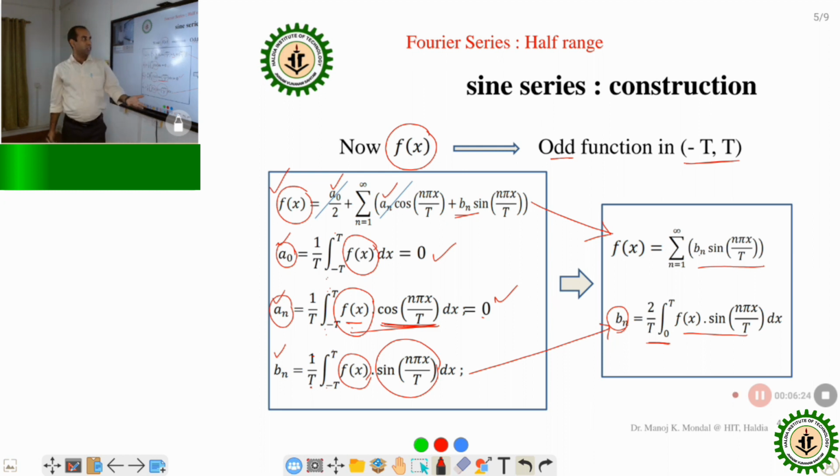So we can easily construct the Fourier sine series of a function, where this will be the formula for f of x and this will be the value of the coefficient bn. So if we put this coefficient here, we can easily find it out.